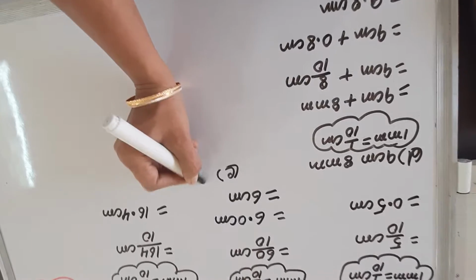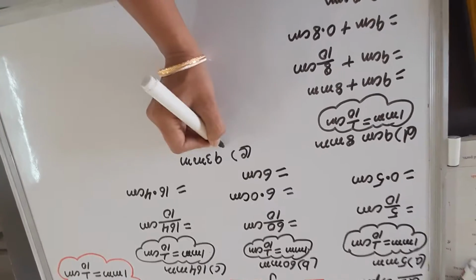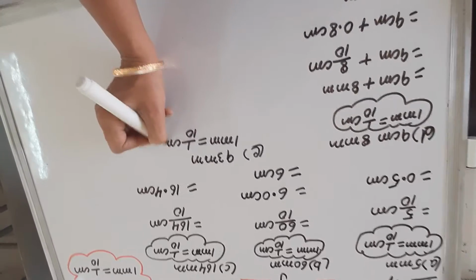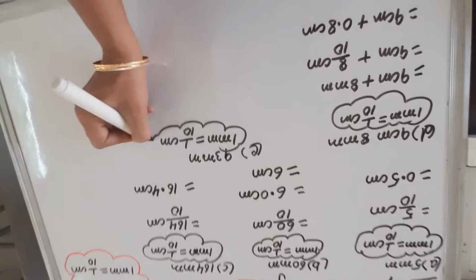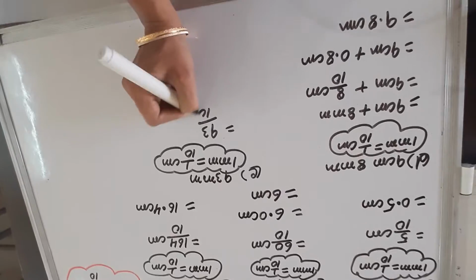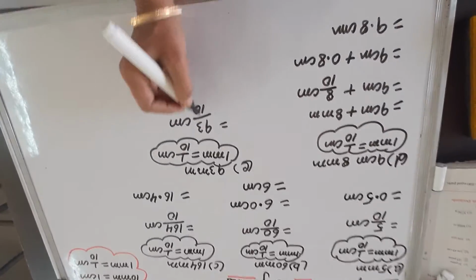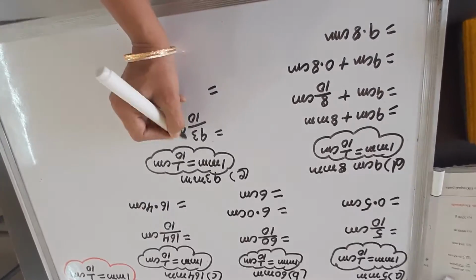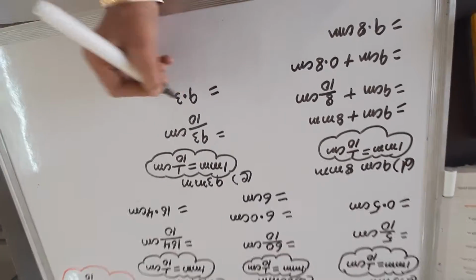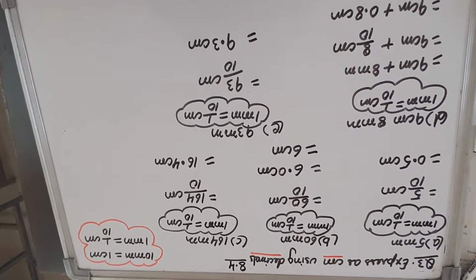Similarly, E part. E part is 93 millimeter. So what is the relation? 1 millimeter is equal to 1 by 10 centimeter. Right? So we will divide 93 by 10 to convert it into centimeter. So now as it carries 1 zero, we will leave one digit after the decimal and remaining before the decimals. So answer will be this. So I hope it is clear to you.